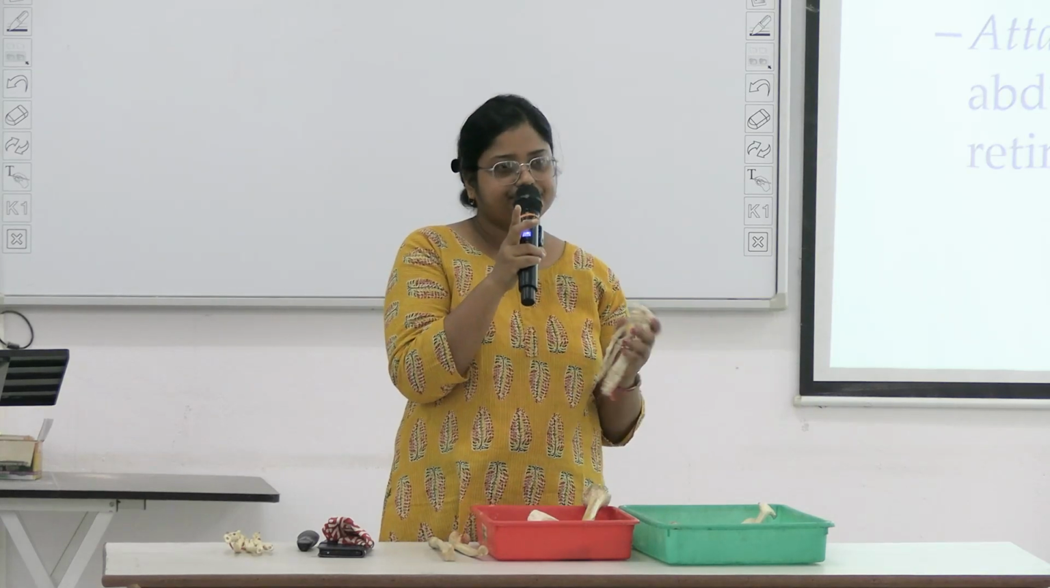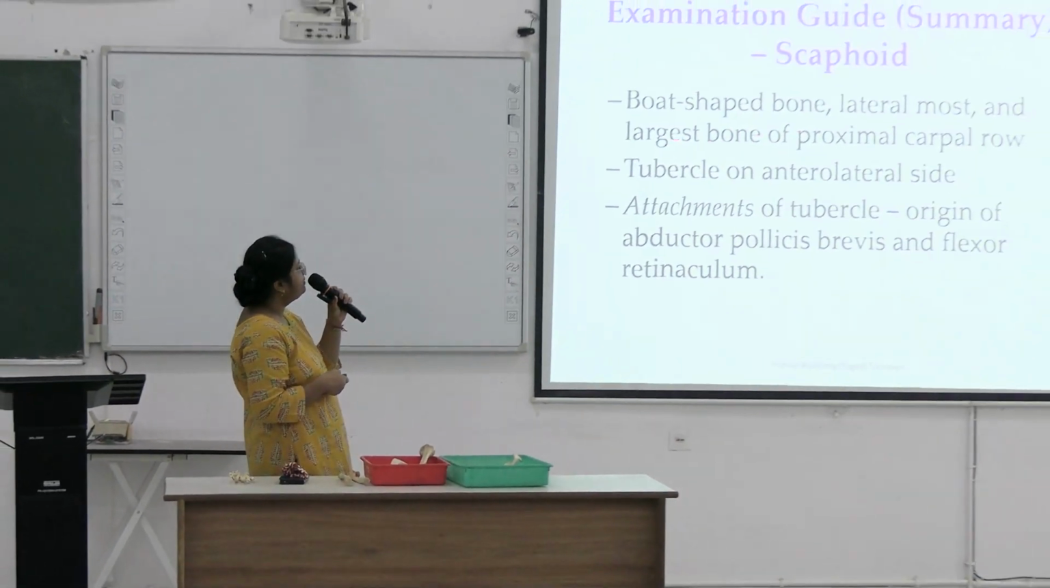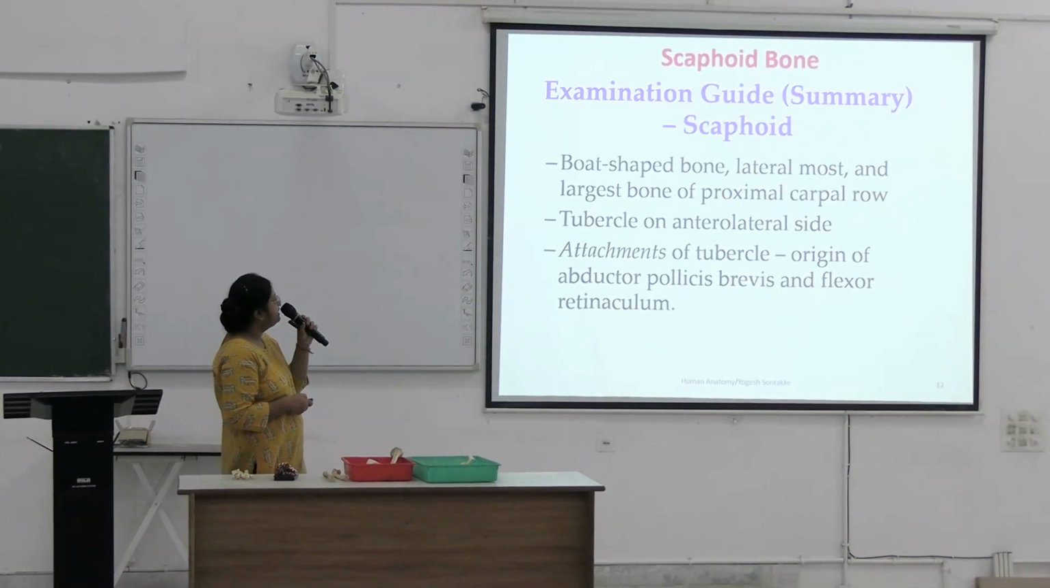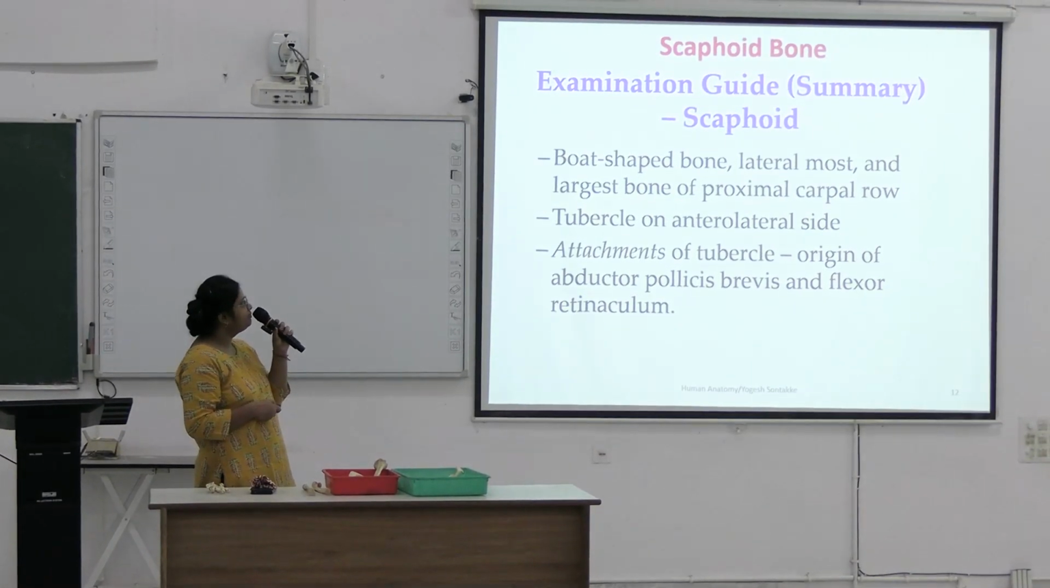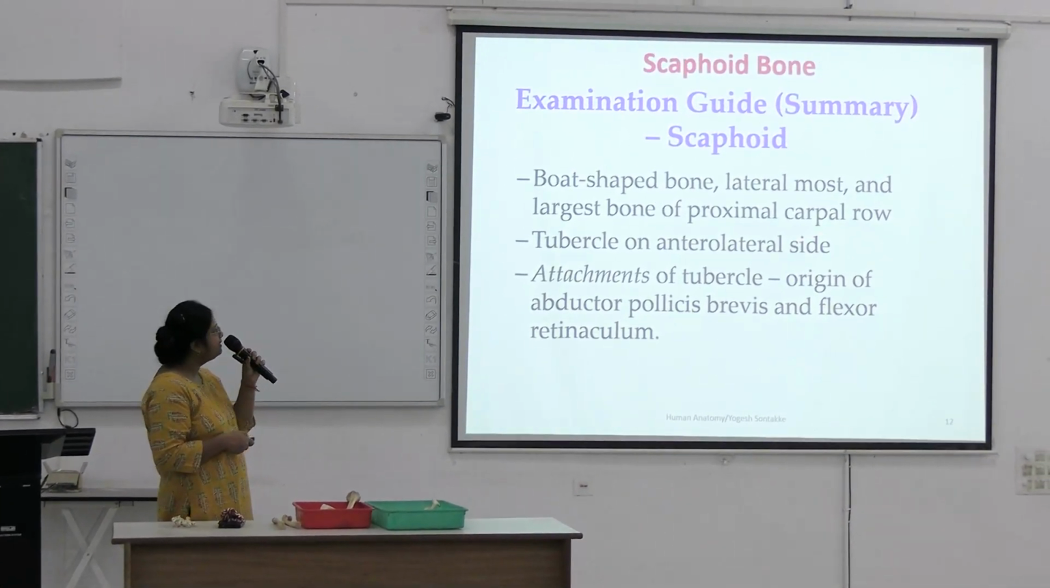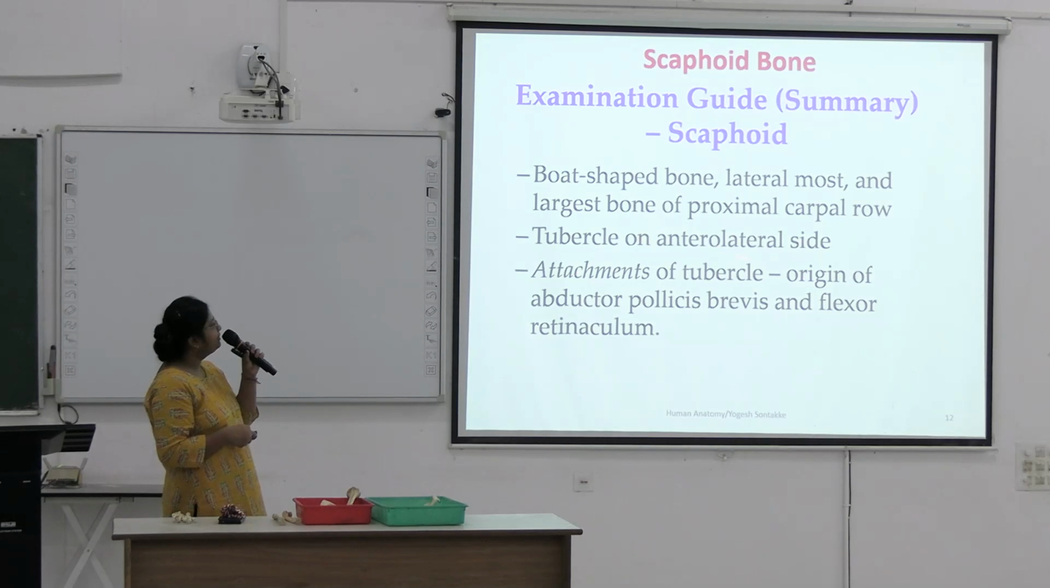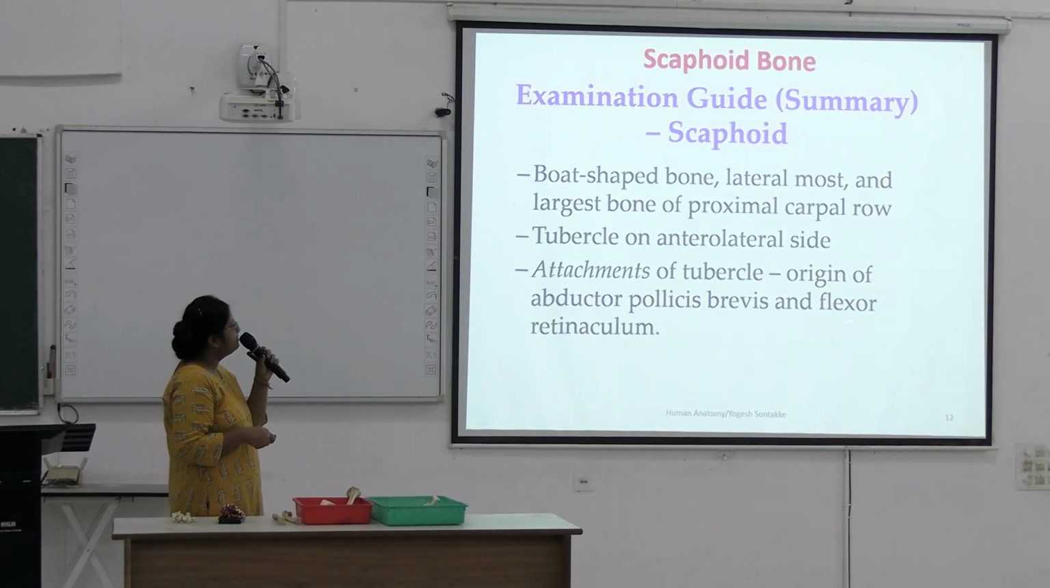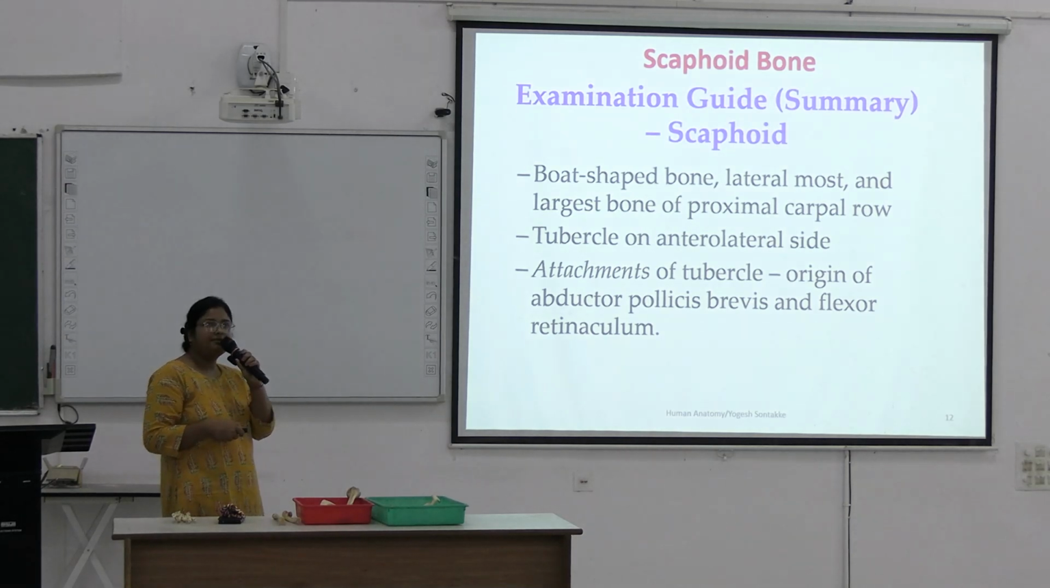Okay, understood? Okay, so scaphoid is a boat-shaped bone. It is the lateralmost and largest bone of the proximal carpal row. Tubercle on the anterolateral side. Attachments of the tubercle are the origin of abductor pollicis brevis and the flexor retinaculum. Okay.